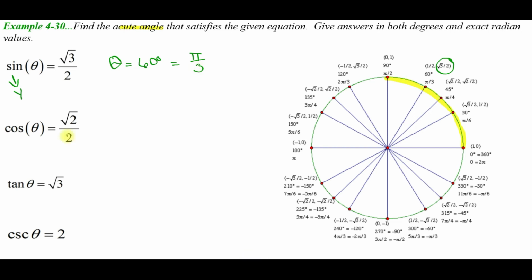For this second one, where's the cosine value? Remember, cosine is the x-coordinate. So where's my x-coordinate radical 2 over 2? That happens right here. At this point here, my angle rotations are either 45 degrees or pi over 4.